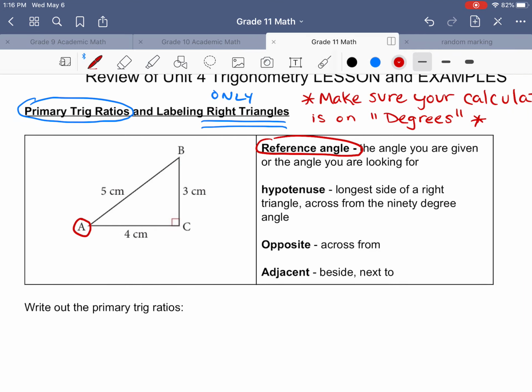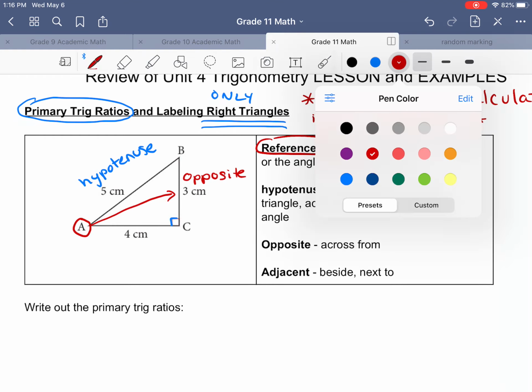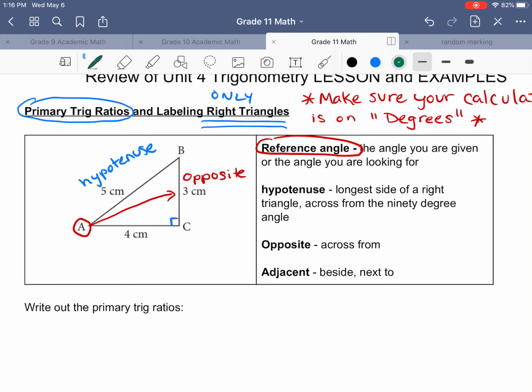So in every right triangle, there's a hypotenuse. It is across from our 90-degree angle, which is that little square in the corner there. So this is our hypotenuse. Now across from our reference angle, we have our opposite side. And beside our reference angle, we have our adjacent side.